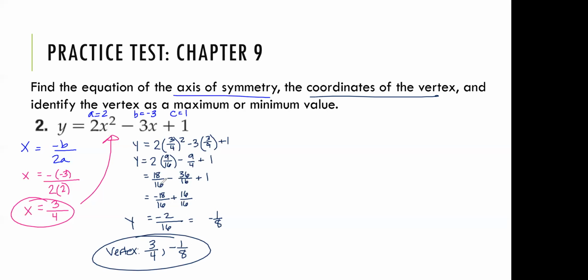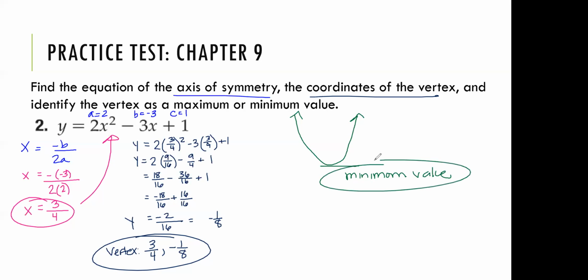Okay, and then the last part of the problem says identify the vertex as a maximum or a minimum. So if I'm looking at this equation here, I know my parabola is going to open upwards, right? So if it opens upwards, then I'm going to have a minimum value. Okay, so this vertex is the minimum value.